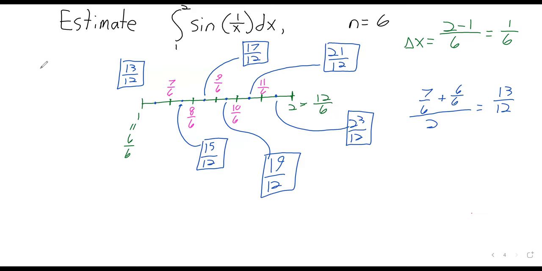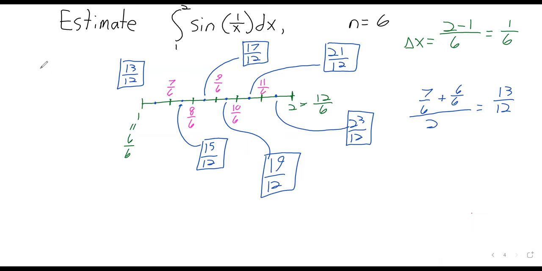So this looks... wait, no. I don't like that. Maybe I do 6/6, 7, 8, 9, 10, 11, 12/6. 2 minus 1 over 6 is 1/6. And we start at 6/6, 7, 8, 9, 10, 11, 12/6, which is 2. So I like the sixths.